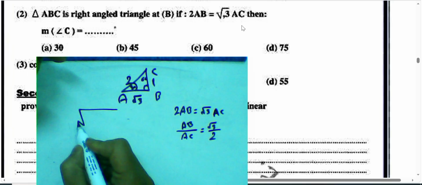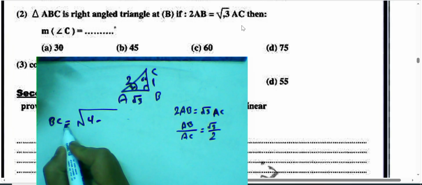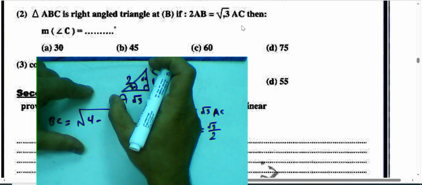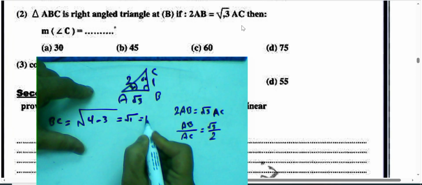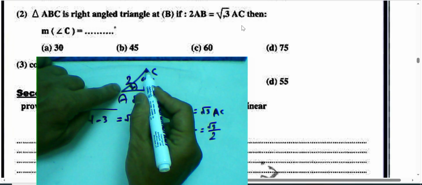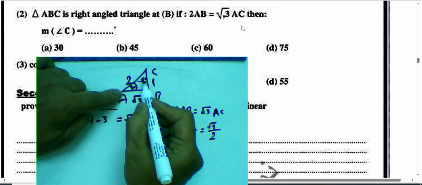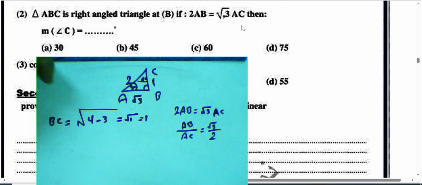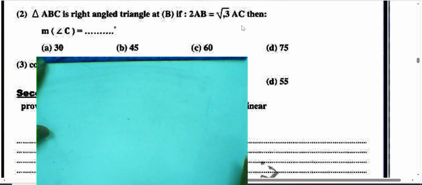We can write square root of 4, the hypotenuse power 2, subtract the side power 2. The result will be square root of 1, which equals 1. And 1 is half of 2. If the opposite side of an angle is half the hypotenuse, the angle here will be 30 degrees and the other angle 60. Then the measure of angle C will be 60 degrees. Choose letter C. Okay, next question.